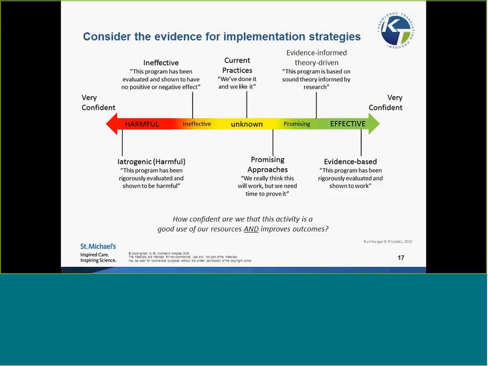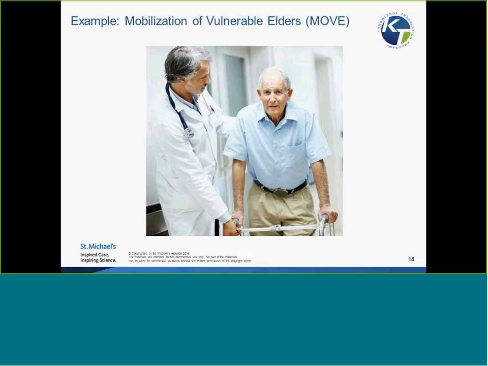So we think about the continuum of evidence and the continuum of effectiveness. Our goal is to work our way further to the right-hand side to increase our confidence level that we will, in fact, produce outcomes. Sometimes we won't be able to make it all the way to the end of the continuum. It's really helpful to think through these things using an example. So for this workshop, we're going to be talking about the MOVE example.